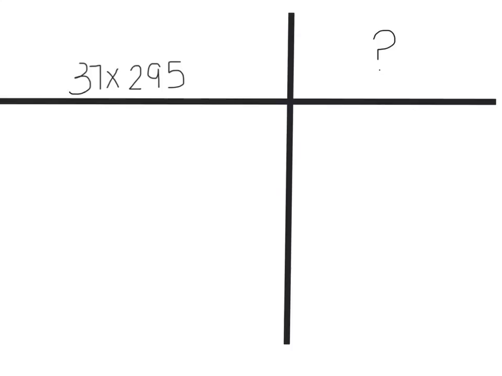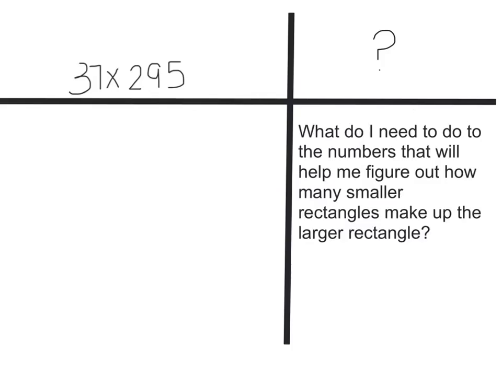Before you begin this problem, I want you to ask yourself a couple of questions. I want you to set up your paper the way I've done, and on the right side of your paper, I want you to jot down some questions. Now this is important because this will help you to analyze problems. An example of a question that you might ask yourselves is, what do I need to do to the numbers that will help me figure out how many smaller rectangles make up the larger rectangle? And of course the answer to this is to decompose it and use the place value system.